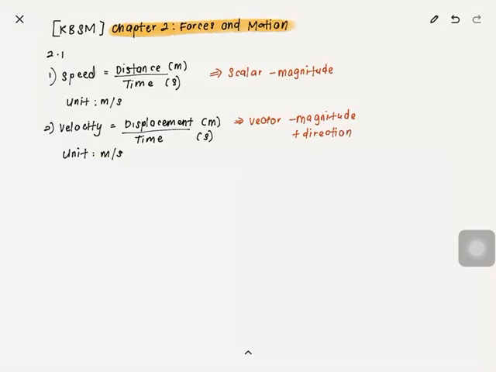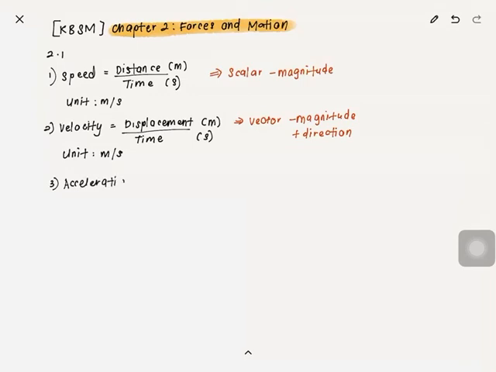This is important because sometimes in paper 2 they might ask you the difference between scalar and vector quantity. It's also important because when you write your answers for velocity, you have to specify the direction, or write whether it's positive or negative. But if it's speed, then no direction is needed.